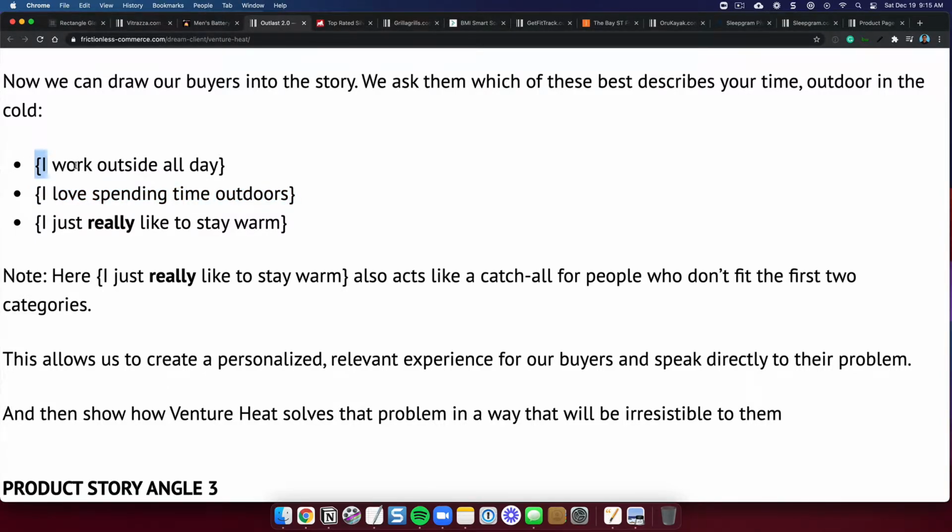But again, this is a great example of active participation because based on that selection, if someone clicks on this button, they're telling me I have a job where I'm working outside. So what I'm going to do is completely reformat the sales pitch and completely frame it from the perspective of, this is designed for people who work outdoors. And we'll talk about all the things that people who work outdoors really care about.